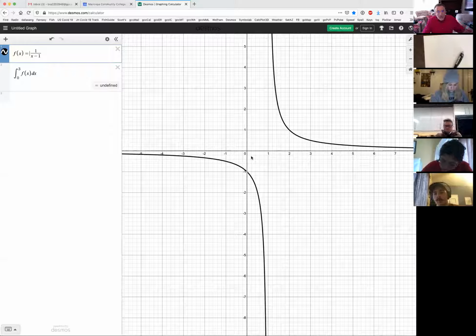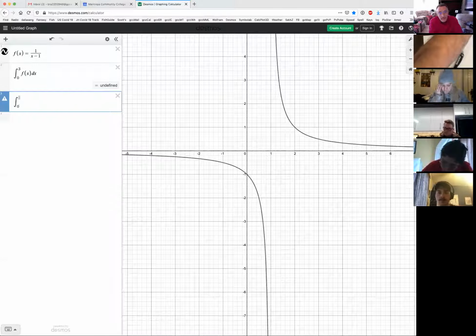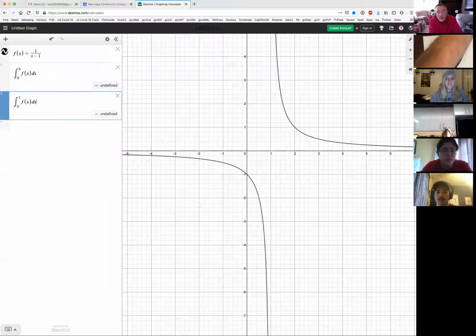So what we want to do, first of all, is split it up at the break. What if we did the integral from 0 over to 1 of f of x dx? Could it handle that? Nope, still can't handle that. But I think we would be feeling a little better if we broke this thing up and just dealt with one side, one infinite limit at a time. So that's going to be our first thing.